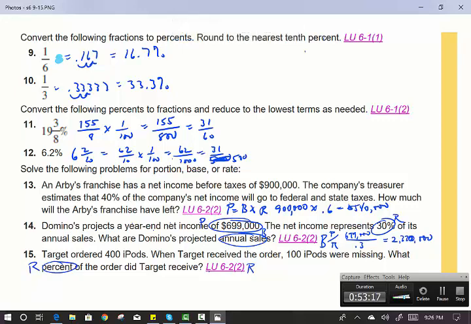Rate is equal to part divided by base, and the amount that they received is 300, because 100 of those were missing, divided by the total number that they sent, which is 400. So 300 divided by 400 is equal to 0.75. Move the decimal point 2 places to the right to equal 75%. So Target ordered 400 iPods. When Target received the order, 100 of those were missing. What percent of the order did Target receive? Only 75% of that order.